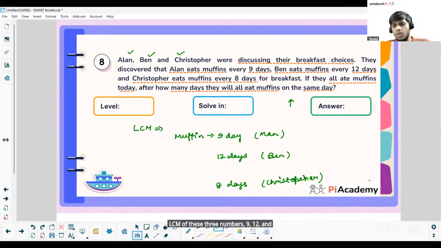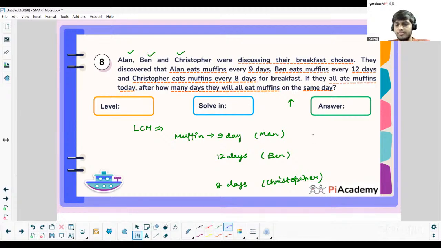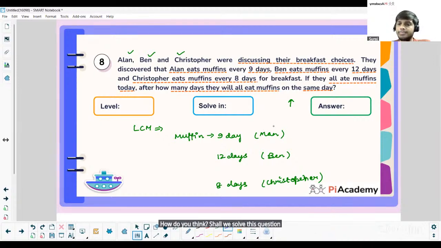Yes, Chloe, would you like to help me out in solving this question here? Can anyone else hear Chloe? Yes, Chloe, now you are audible. Go ahead. Okay, I do not think we can hear you, Chloe. You can rejoin the session again, then it would be possible for me to hear you as well. Yes, Daniel, go ahead. How do you think? Shall we solve this question further?